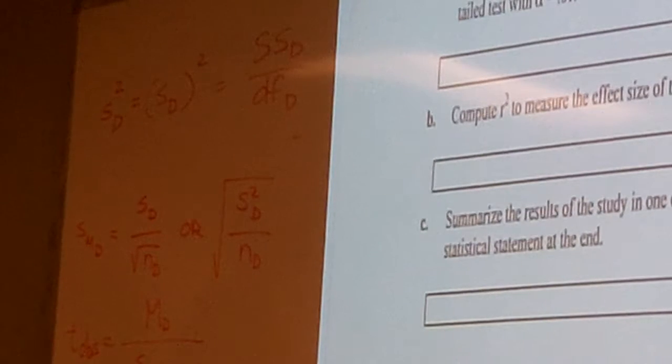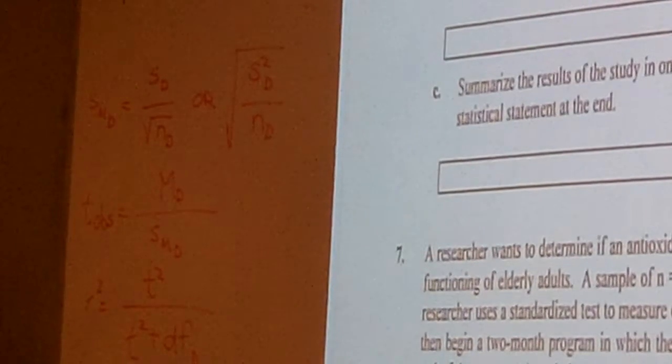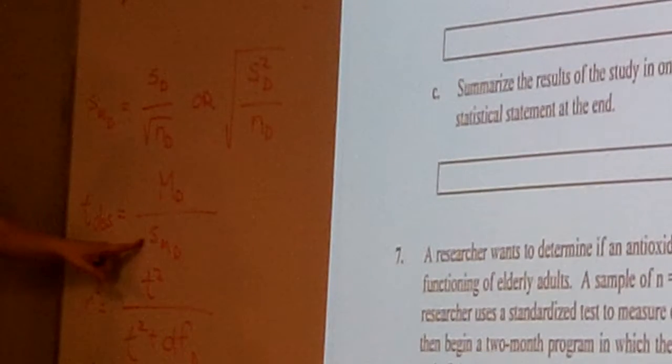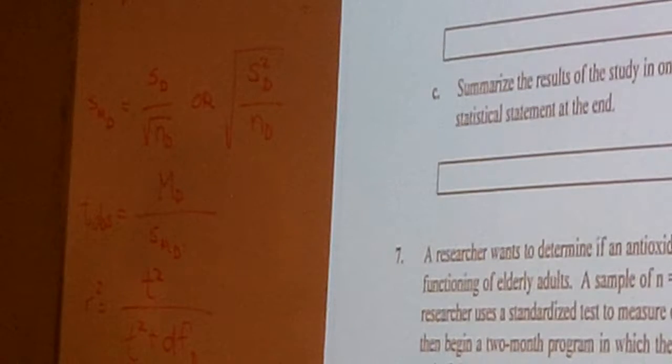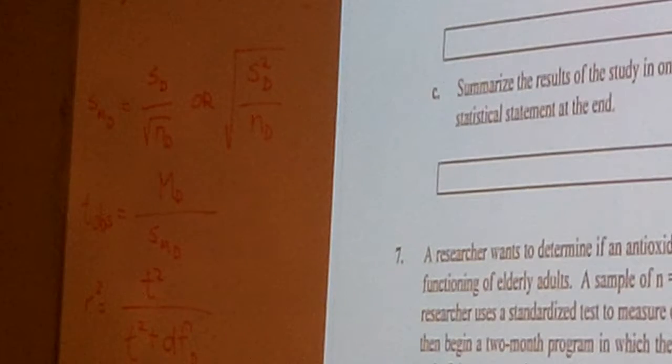Okay, so I've got SMD is 1.1. If I do my t-observed, I've already given you that the mean difference is 6.8. So if I take 6.8 and divide it by SMD, which we said is 1.1, what do I get? Positive 6.18. Yep.